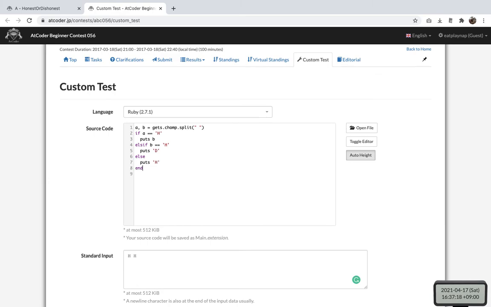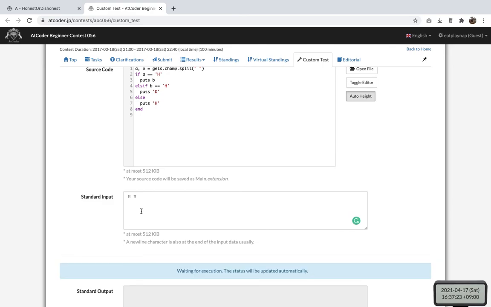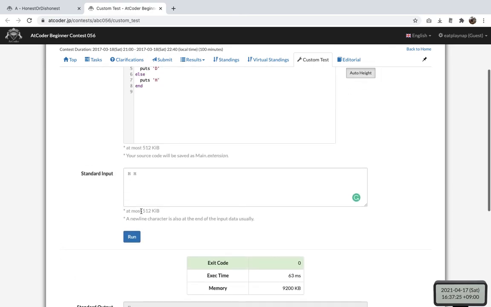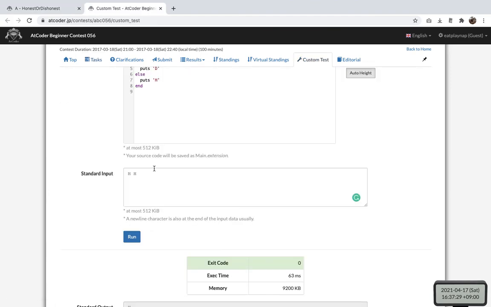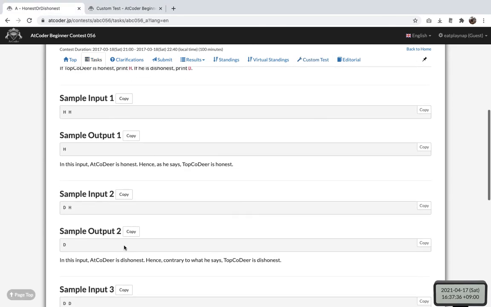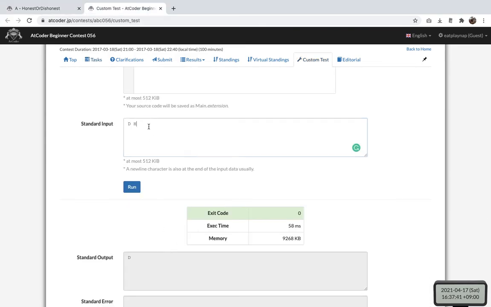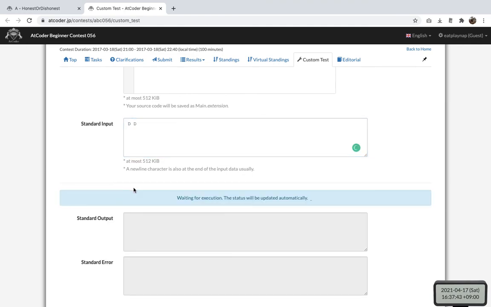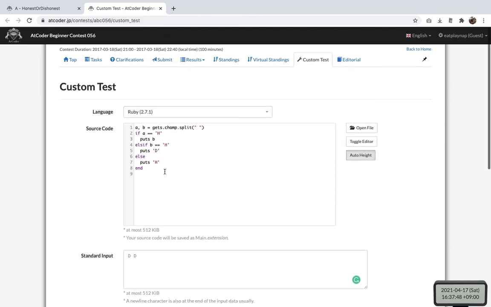And how about this? I want H in this sentence. H, okay? The H. I want D. Okay. How about this D D? I want H. Okay, it seems to be working, so I'll try it with this code.